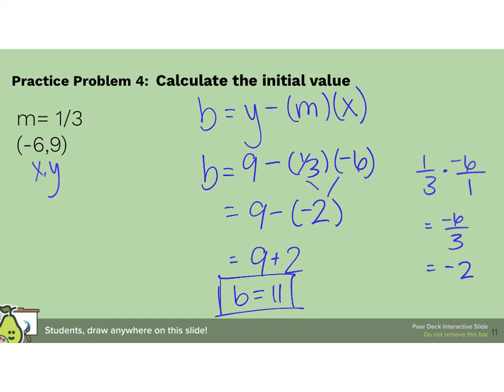That's it. Time for the exit ticket. As always, when you get to the question asking you for the initial value, just put the number. So you would just put 11. Do not put B equals or you'll get it wrong, okay? That's it. You're ready.